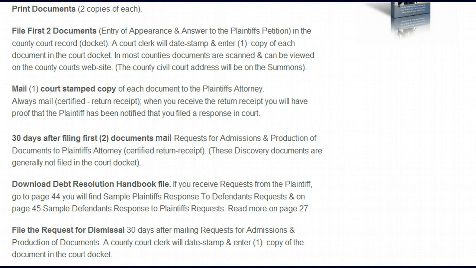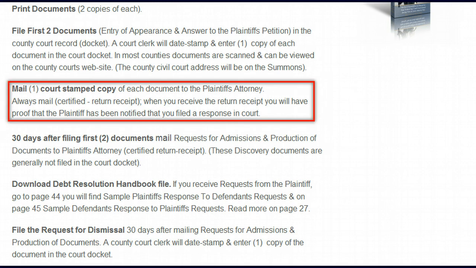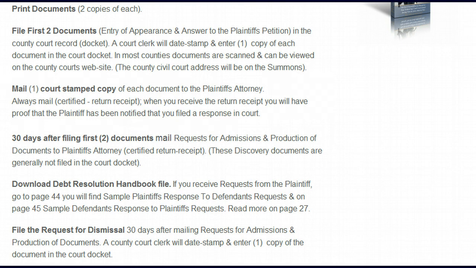Then you're going to take the other 2 copies that were stamped by the county court clerk, and you're going to mail those to the plaintiff's attorney. And you mail those certified return receipt. Now, the post office now has an electronic certified return receipt process, and it's about $3.50, and it electronically tracks the mail, and when the plaintiff's attorney signs that they've received it, you'll have a record that they received that document.